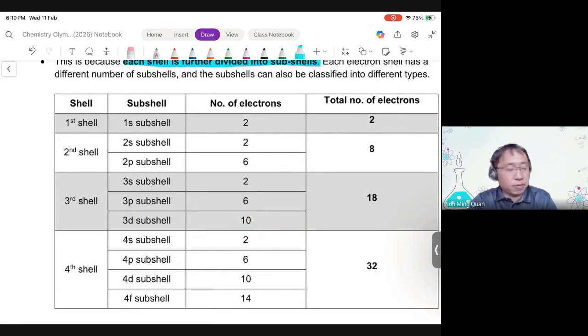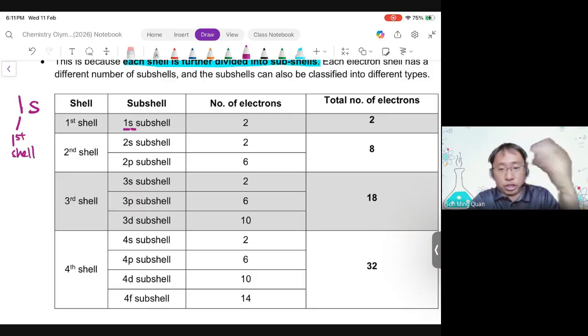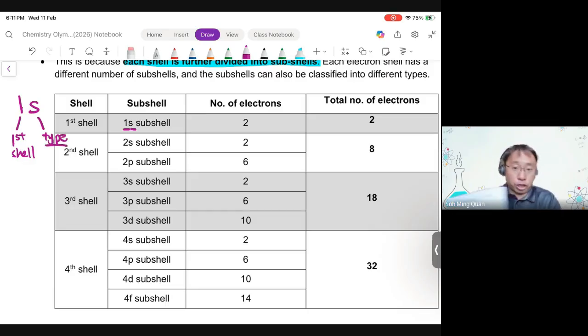Now the first shell has the subshell called 1s. When we write 1s, what we mean is this is the first shell. The number in front refers to first shell, second shell, third shell. So the first shell, therefore, the subshell is 1. S is the type of subshell. There are, broadly speaking, 4 main types of subshell. S, P, D, F. Okay, I repeat. There are 4 types of subshells.